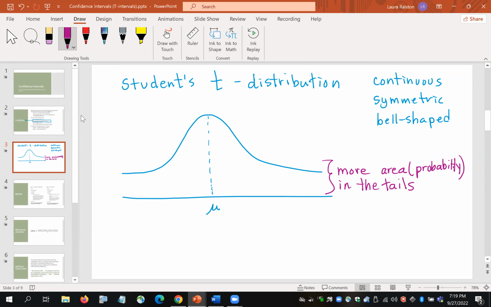For the student's T distribution, that normal bell-shaped curve does not taper, or does not get close to the x-axis as fast as the normal. So that's the key difference. And the student's T distribution was originally designed to be used with small samples, specifically samples that were less than 30. So again, the T interval is based on the student's T distribution.